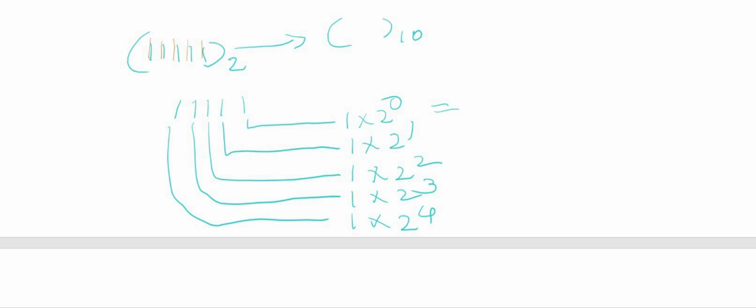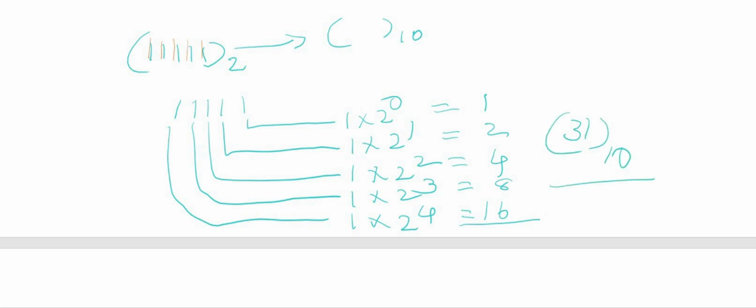Here we can write 2 raised to 0 is 1, 1 into 1 is 1. 2 raised to 1 is 2, 1 into 2 is 2. 2 raised to 2 is 4, 1 into 4 is 4. 2 raised to 3 is 8, 1 into 8 is 8. And last one 2 raised to 4 is 16, 1 into 16 is 16. Let's add that together. So 16 plus 8 is 24, plus 4 is 28, plus 2 is 30, plus 1 is 31. We will get the decimal equivalent 31. This is the decimal equivalent for this binary number.